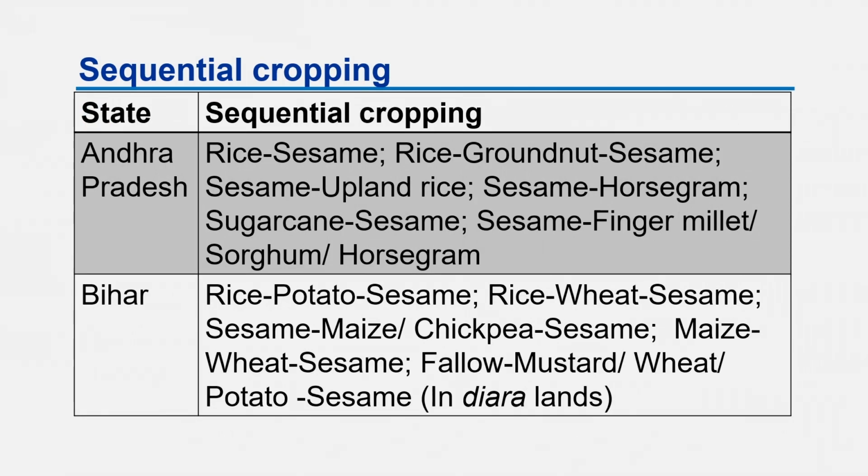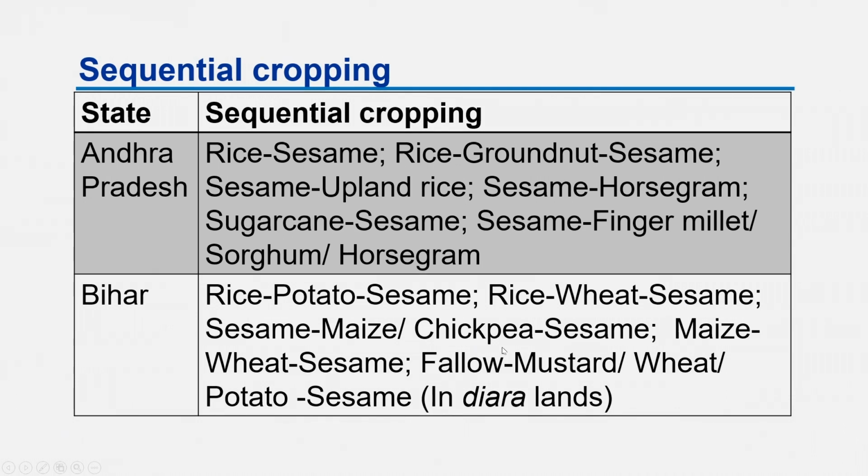So, you can see these are different sequential cropping systems or rotations where you can have sesame. So, for Andhra Pradesh, you can see rice sesame, rice groundnut sesame, sesame upland rice, sesame horse gram, sugarcane sesame, sesame finger millet, sorghum or horse gram. Bihar, you can see rice, potato, sesame, then rice, wheat, sesame. So, here sesame is being taken in summer.